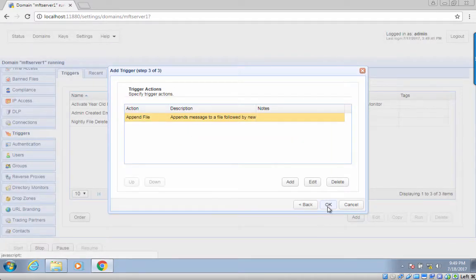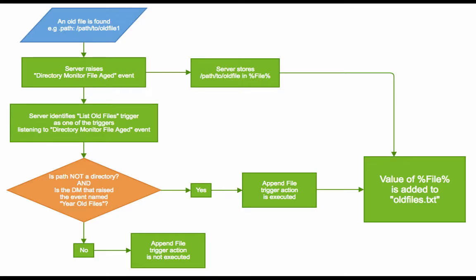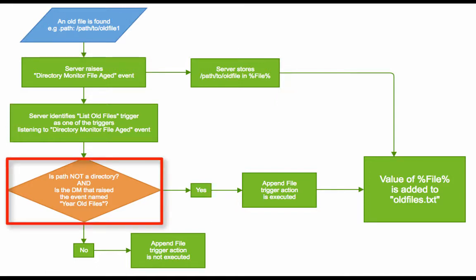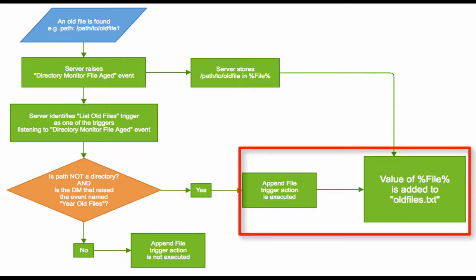To clarify, each time the server finds an old file in the directory monitor, it will do the following. Raise the directory monitor file aged event. That event will in turn cause the server to store the old file paths into the file variable and cause this trigger to fire. Next, the server will compare the directory monitor's name with the one specified in the trigger's condition expression. And finally, if the directory monitor's name matches the one specified in the trigger condition's expression, in this case, year old files, it will execute the append file trigger action.